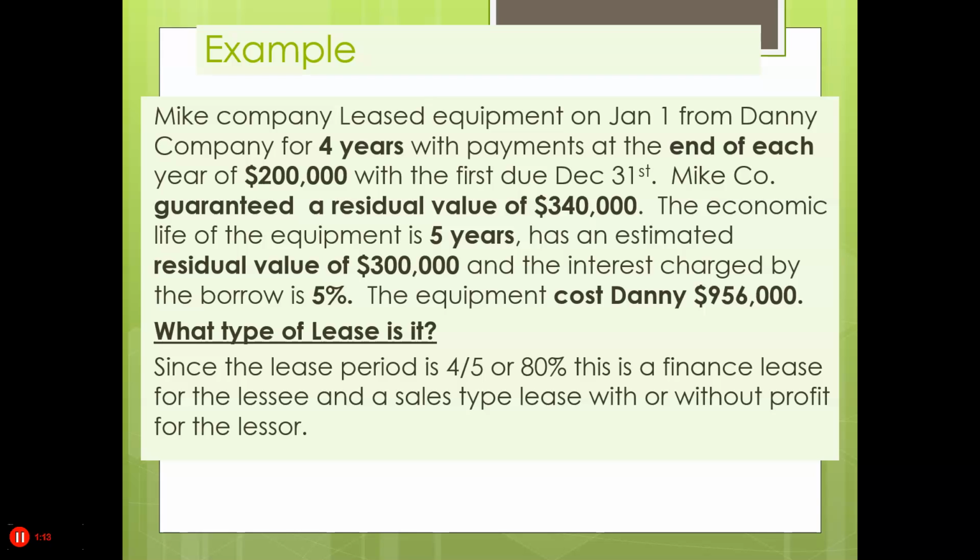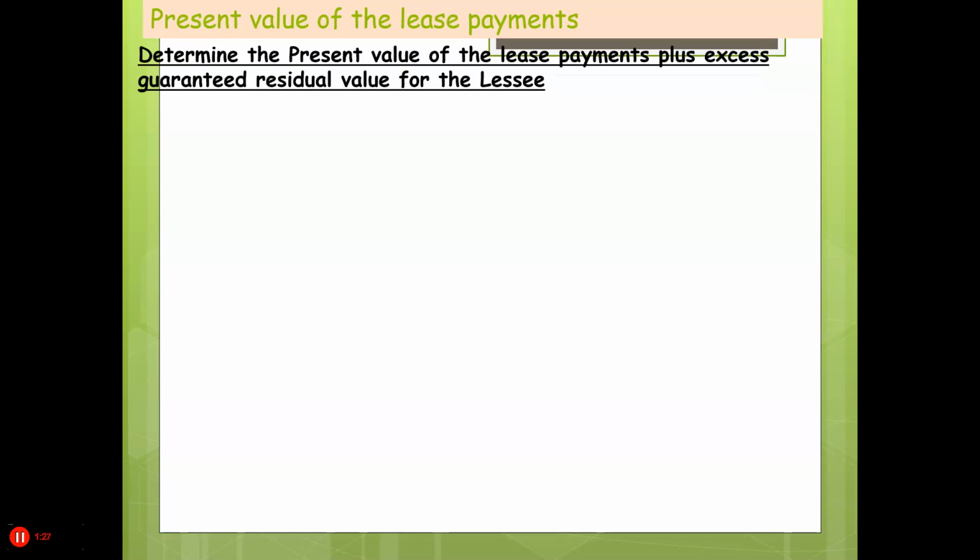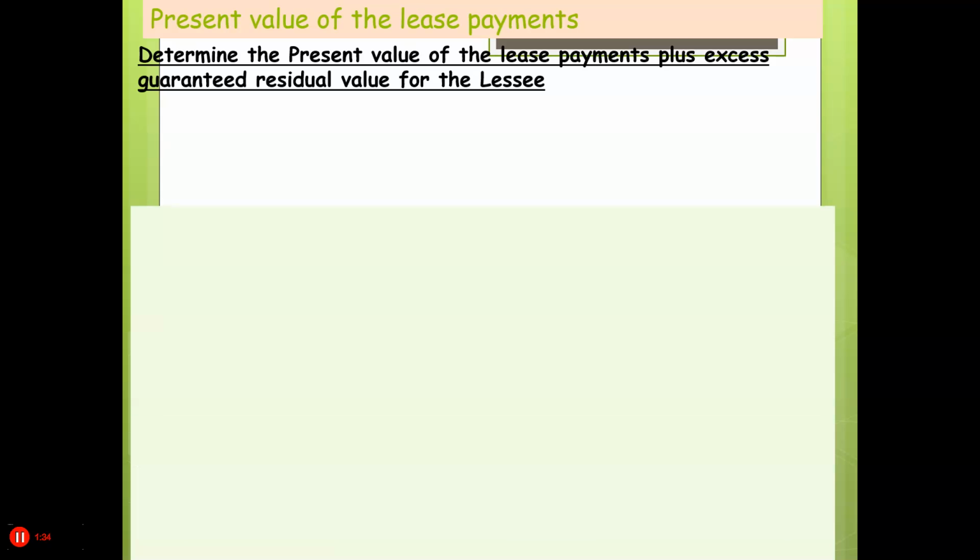The equipment cost Danny $956,000. Since the lease period is 4/5 or 80%, this is a finance lease for the lessee and a sales type lease, or without profit, for the lessor. Now, first, determine the present value of the lease payments plus guaranteed residual value for the lessee.